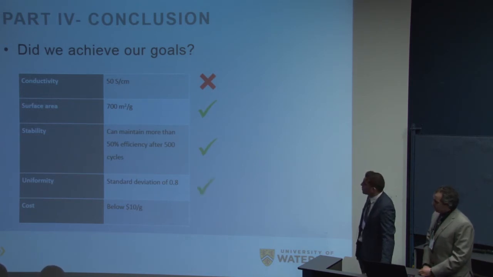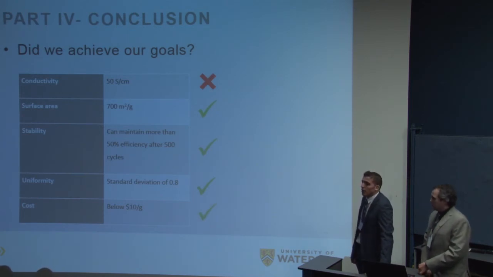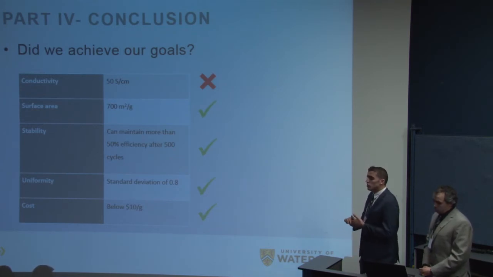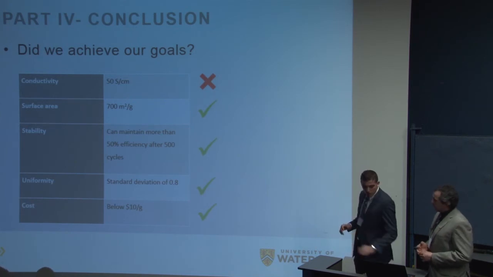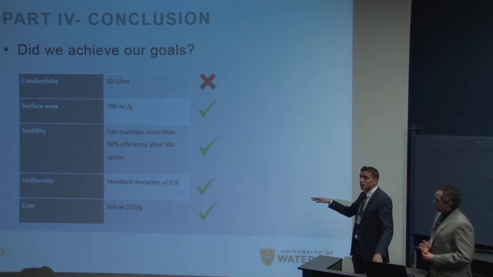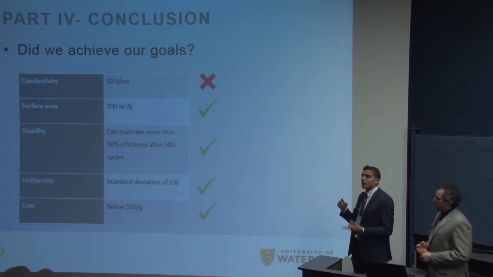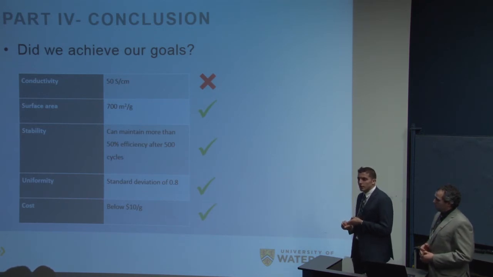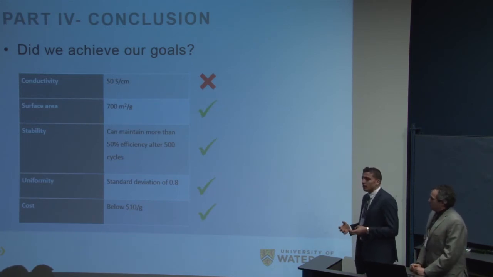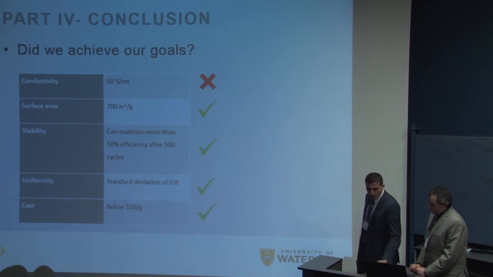Uniformity was also pretty good, and this was analyzed through the SEM images. We achieved a standard deviation of 0.8, and our goal cost was to stay below $10 per gram, and that was also successful. However, the commercial cost is usually around $3 per gram, and ours was, I believe, around $6 per gram. It was still successful, low scale. We could also improve the cost as well. We weren't really efficient with the ingredients that we used. There was a lot of waste products after we created it, so that would also be another improvement, to be more efficient in the ingredients that were used to make our electrodes.